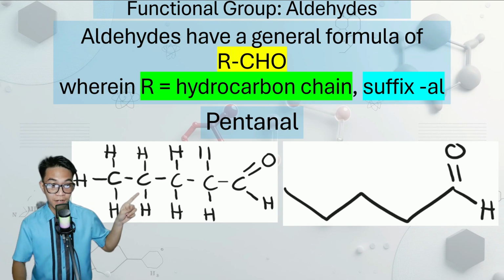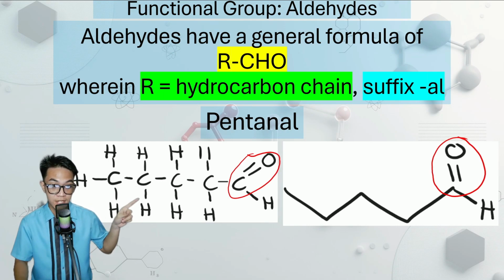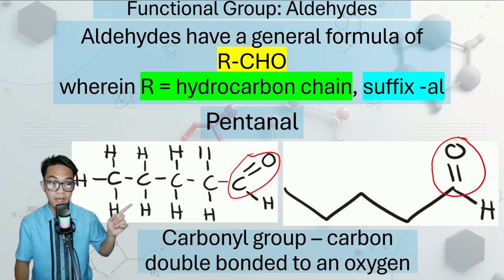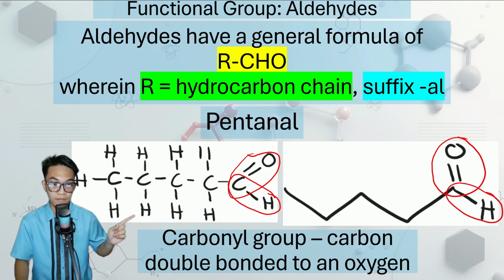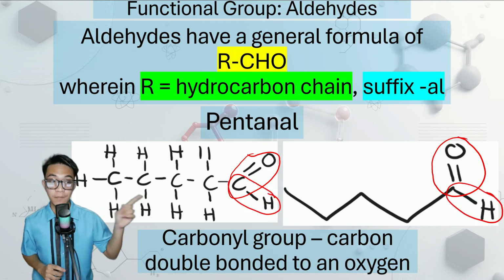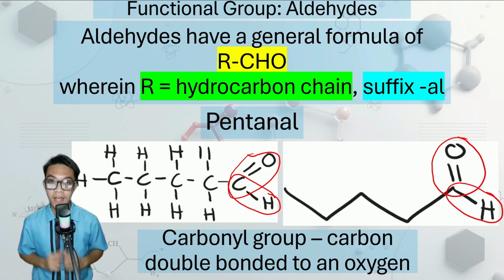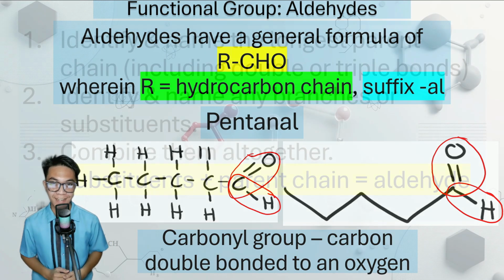It has the carbonyl group, so I'll show you. This is the carbonyl. It's a carbon double bonded to an oxygen, and this carbonyl group is attached to a hydrogen. If ever you see these elements present in a functional group, then that is automatically an aldehyde.